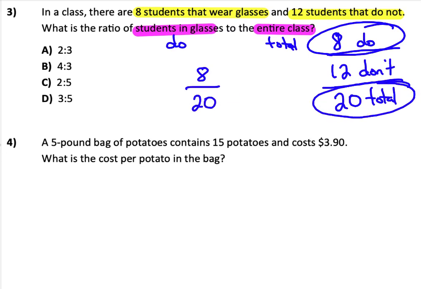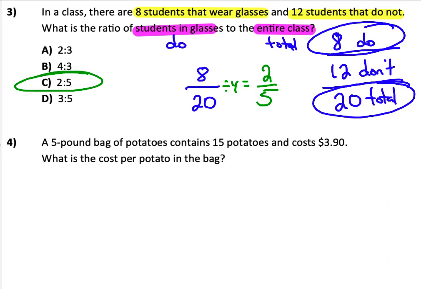Remember, for a ratio, we will always want to simplify. So to simplify, we look for what they can both be divided by. 8 and 20 can both be divided by 4. 8 divided by 4 is 2. 20 divided by 4 is 5. So I get a ratio of 2 to 5.